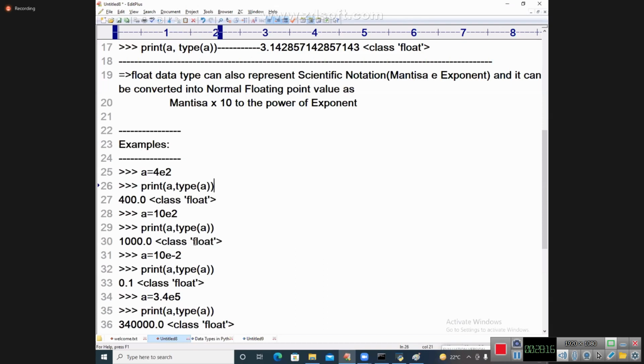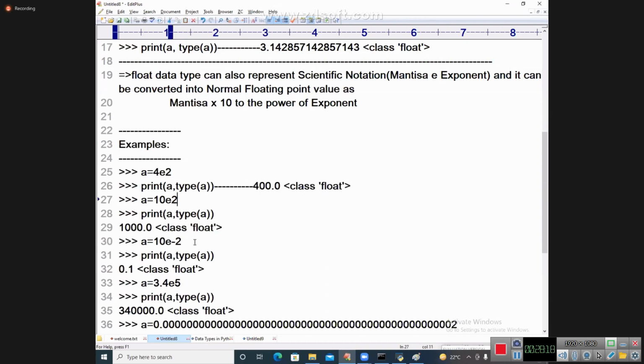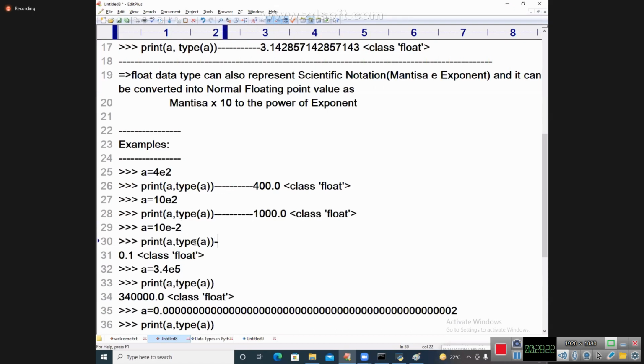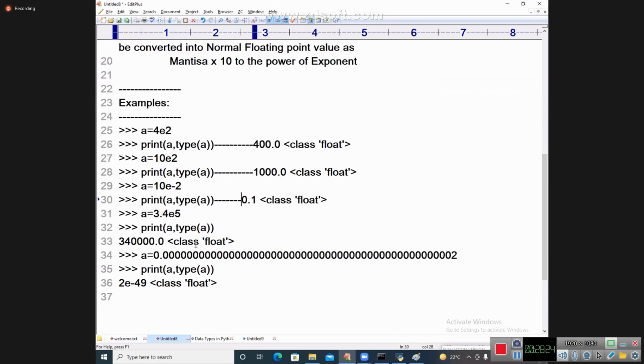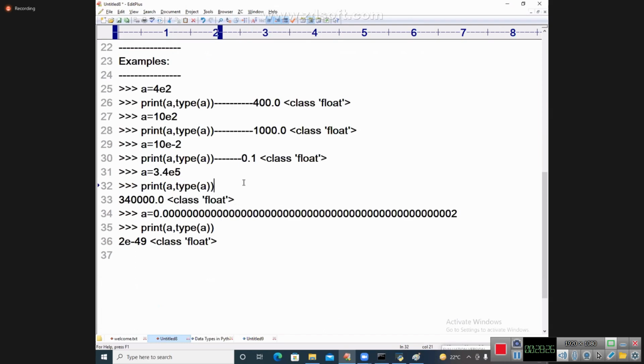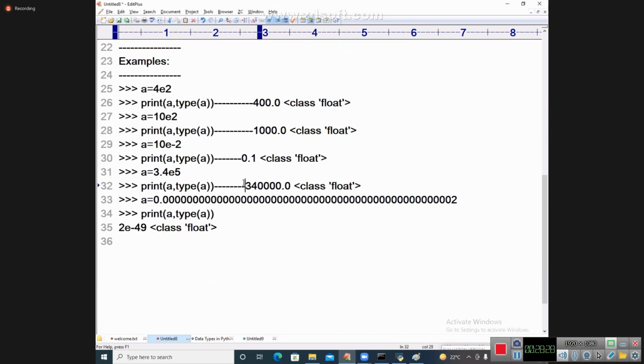So the scientific notation advantage is it saves memory space. Such a bigger number, instead of displaying it, I will go for a smaller number. A smaller number I want to go for. See, such a bigger number I represented.